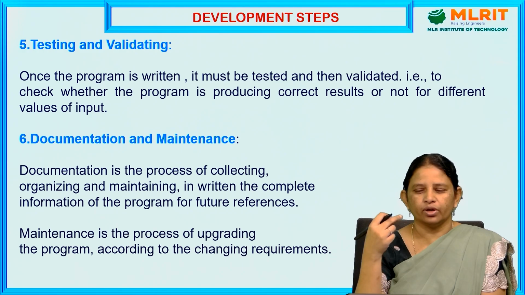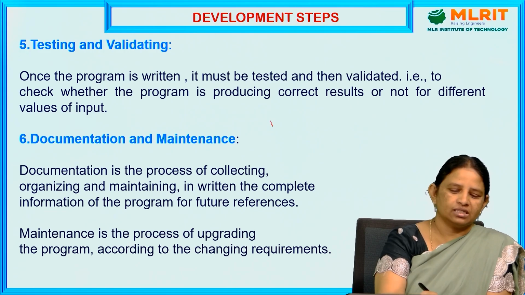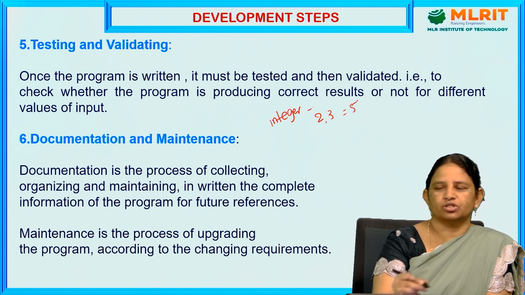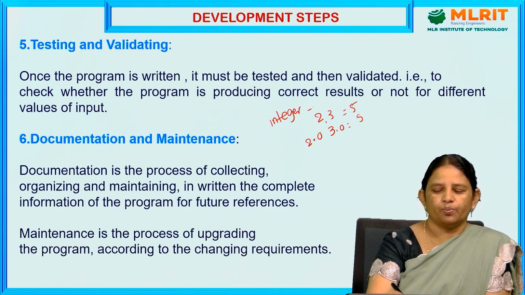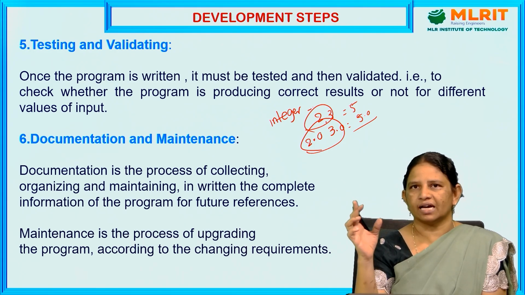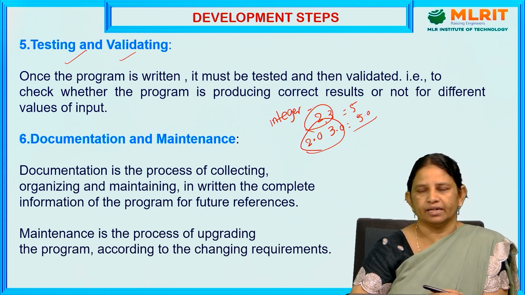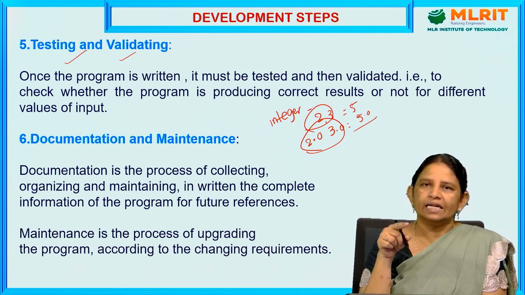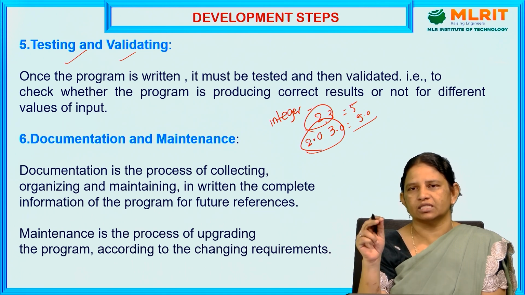Testing means we are going to give different types of inputs, different values of input. One is an integer number as input, integer numbers as 2, 3. Whether 5 is produced correctly or not. If it is 2.0 or 3.0, whether 5.0 is generated or not. Whatever the type of input, whatever the value of input you give, whether our program is producing the correct results or not, that is called testing and validating. It must be tested means it should go through the different types of input.